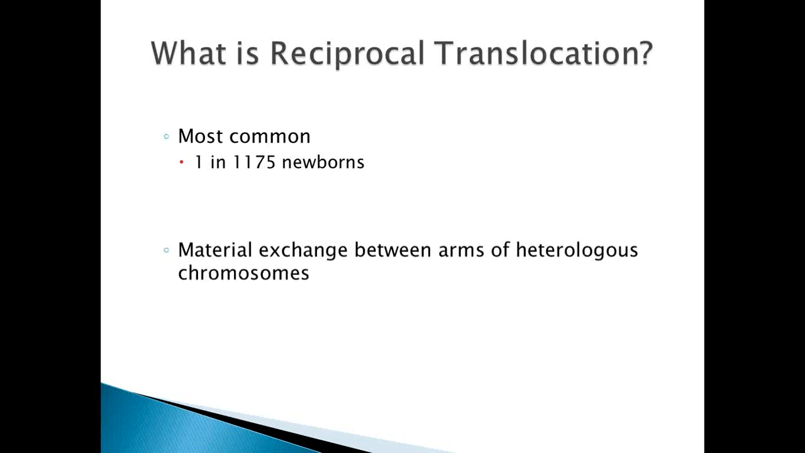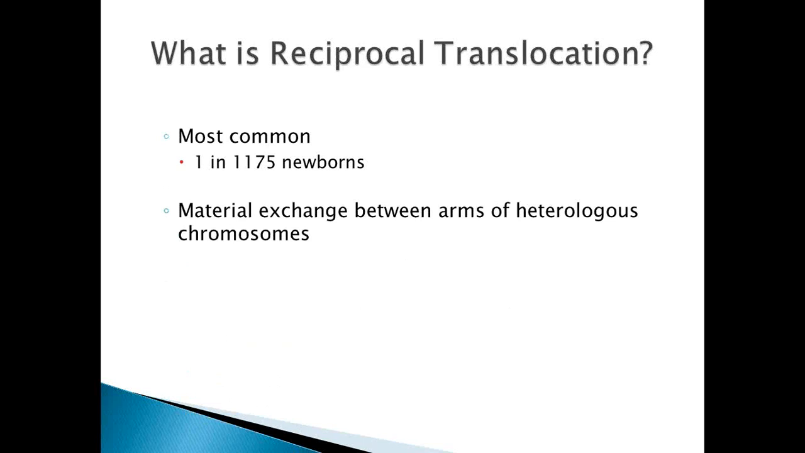fairly common. Now, reciprocal translocation involves the exchange of genetic material between 2 or more chromosomes, and it's most common for this exchange to happen between arms of heterologous chromosomes, which means that they're not from the same pair. So, for example, chromosome 1 and chromosome 9 might exchange genetic information.